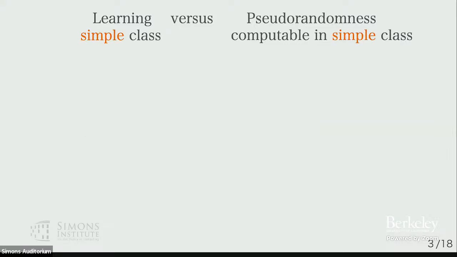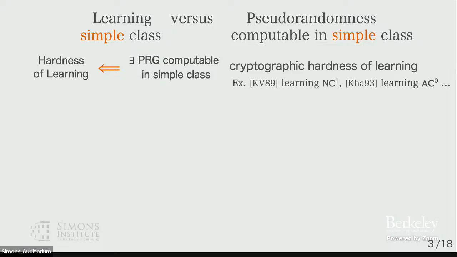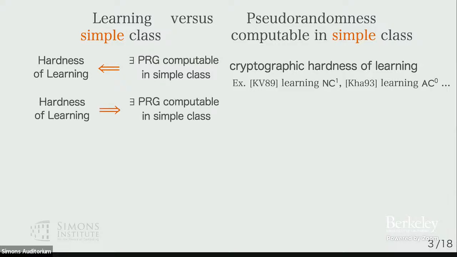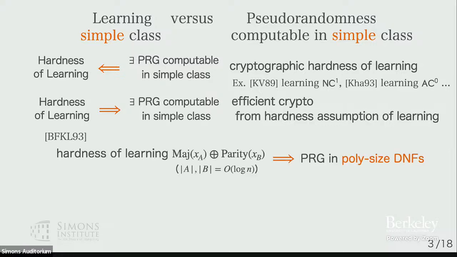Actually, this question is motivated from both sides. From one side, from the existence of pseudorandom generators to hardness of learning a simple class, it is usually demonstrated as cryptographic hardness of learning, to identify the capability of efficient learning. I will explain the recent work in this research direction later. The other direction, from hardness of learning to pseudorandom generators computable in a simple class, is motivated by efficiently performable cryptography, whose security is based on hardness assumptions of learning. Particularly in BFKL, this motivation is also mentioned, and they propose one candidate for a pseudorandom generator computable in polynomial-size DNF based on some average-case hardness of learning.